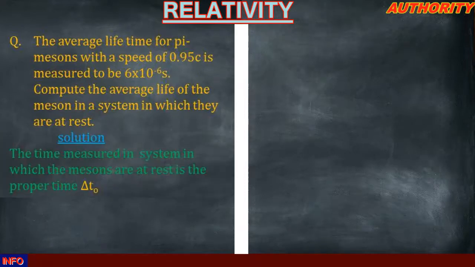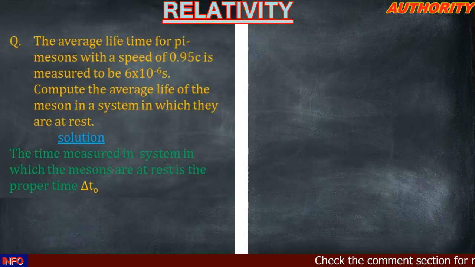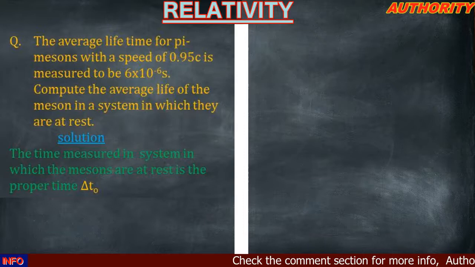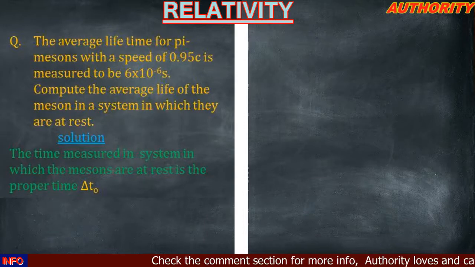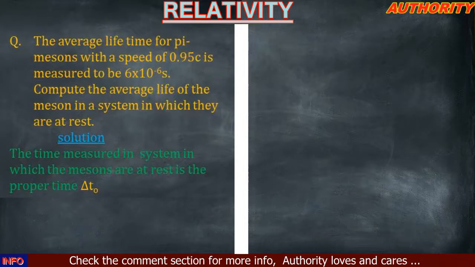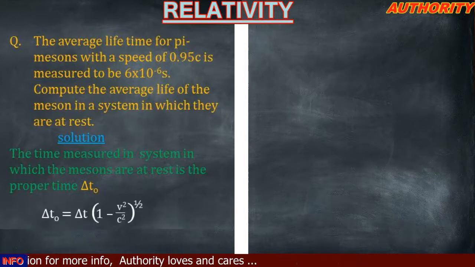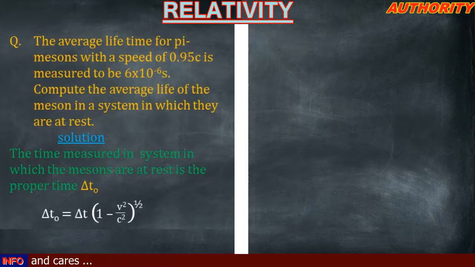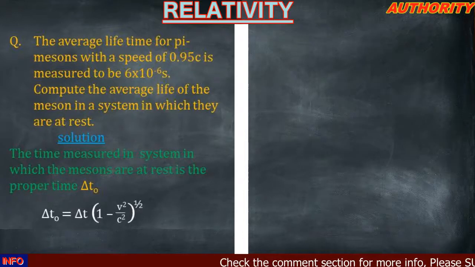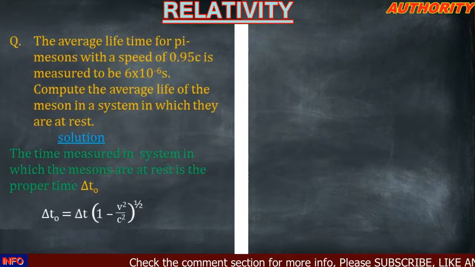Okay, now let's go. Solution. We say that the time measured in a system in which the mesons are at rest is the proper time. Okay, now we denote proper time with this. Now what is the formula we're going to use? We know that time dilation is given as proper time all over square root of 1 minus v squared over c squared. Then when we make the proper time the subject, proper time is equal to the dilated time times (1 minus v squared over c squared) to the power of 1 over 2, which is the same as saying square root of 1 minus v squared over c squared.